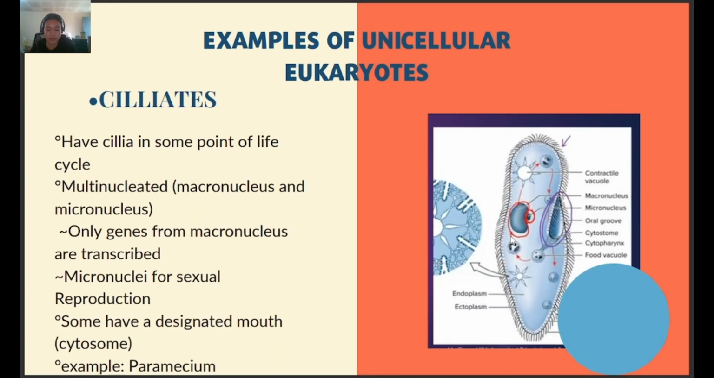Next are the ciliates. If you read the name, ciliates have cilia. Cilia are hairy-like structures that move in a spinning way. The cytosome is their mouth. They have two nuclei, a micronucleus and a macronucleus. The macronucleus translates the genes into proteins. The genes are only transcribed from the macronucleus, while the micronucleus only plays a role in sexual reproduction. One example is the paramecium.